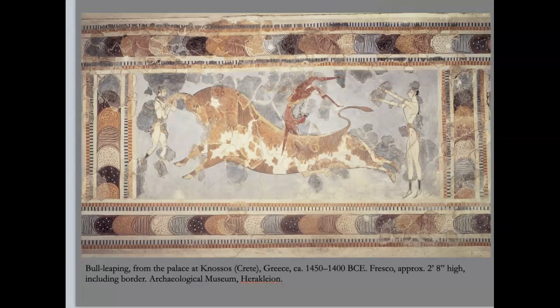So have a look at this. This is so awesome and such a beautiful fresco, right? It's the bull leaping, and it is from the wall of the palace at Knossos. And I want to talk about it a little bit. It's probably one of the most famous frescoes. It's 2'8" high, right? So that's 32 inches high.